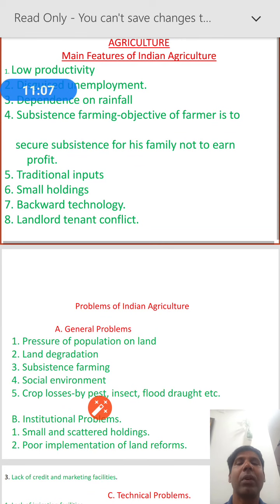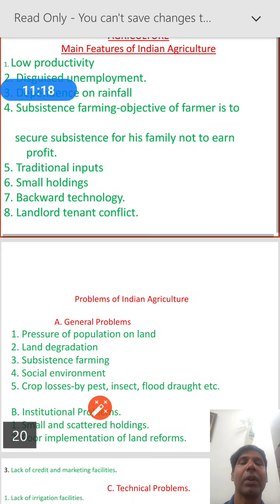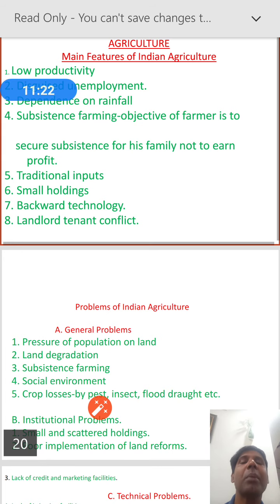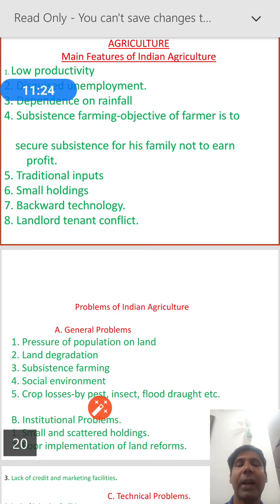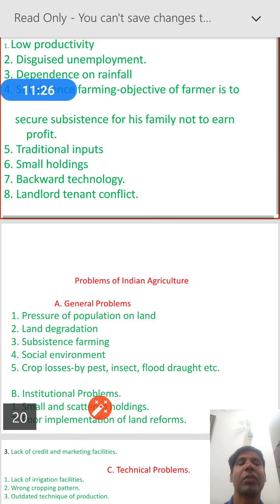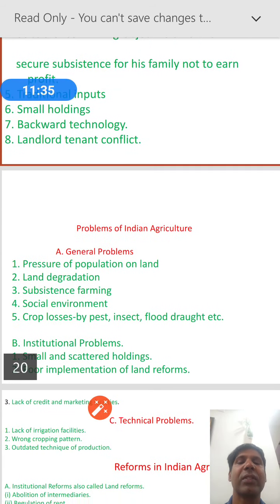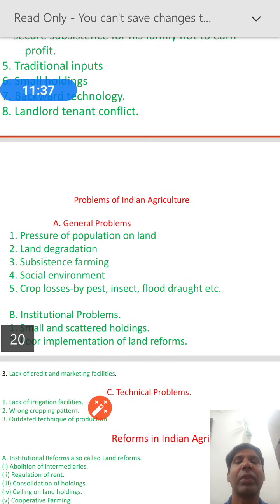Still now we are depending on the monsoon. Subsistence farming is farming for their own use, not for commercial or profit purposes. The production is just for their own family members' use. It is not good for the economy. Traditional inputs: old methods, bullocks, no modern technology. Small holdings of land, and backward technology.